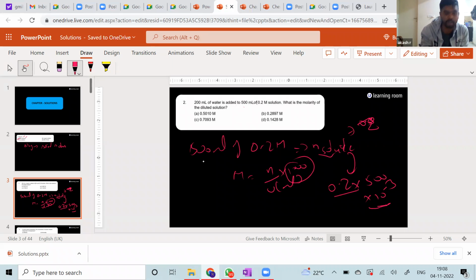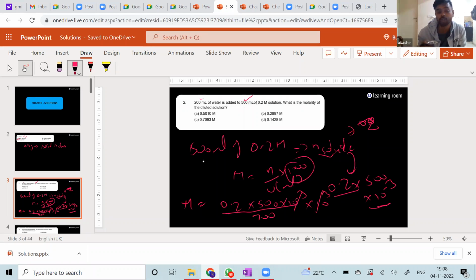Now this number of moles is not going to change. The only thing which is going to change is the volume. If I want to find the new molarity, that is number of moles by volume of solution into 1000, the number of moles is whatever we calculated, divided by the total volume. Already I had 500 ml, now I'm adding 200 ml more. So now it is going to be 700 ml total volume into 10 to the power minus 3, and this gets cancelled. Again, you can calculate this and get the final answer. So when you go for dilution, the number of moles of solute won't change, but only the volume changes.